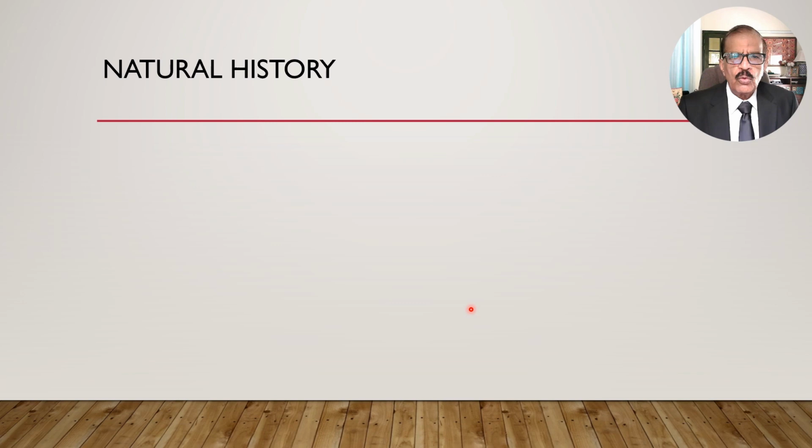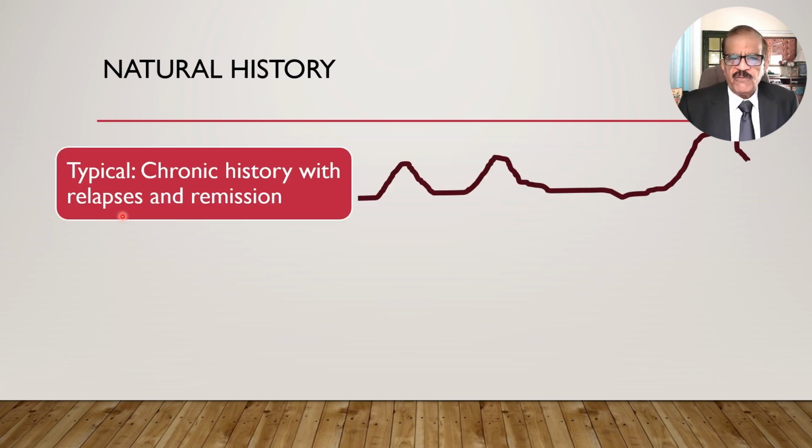We like to rule out, differentiate between IBD and ulcerative colitis, which I showed you earlier. And now I'm going to talk about the natural history of this disease. First of all, the typical history of IBD is chronic symptomatology with relapses and remission. So this is the relapse and this is remission, relapse and remission with variable time intervals, and this is of course modified by the medication.